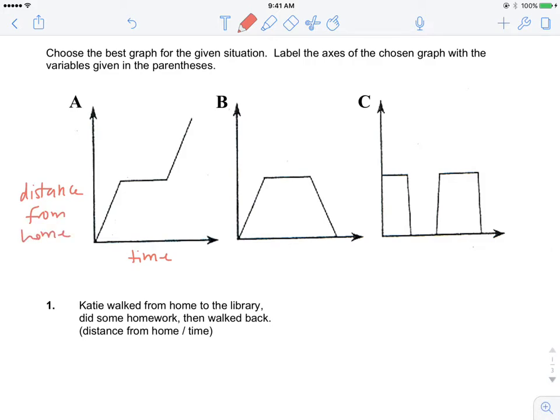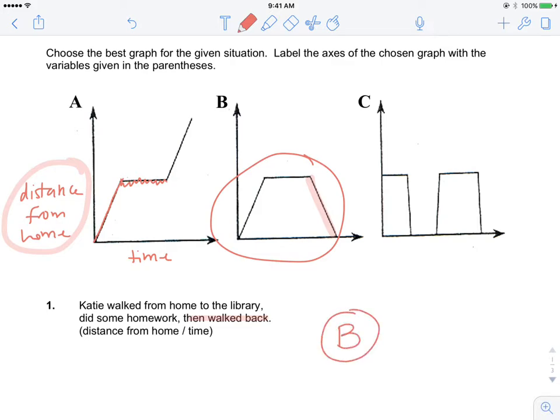Well, if time is passing, and she's going to the library, her distance is increasing away from home, cool. Did some homework. Then we got flat. That's good. Then walked back. Well, if we're walking back, her distance from home should be decreasing again. So it should be doing this. Hey, you know what? That looks exactly like our next graph. So we figured out that for this last part, then walked back, her distance from home should go back to 0, so that's got to go back like this. So we're going to say choice B.